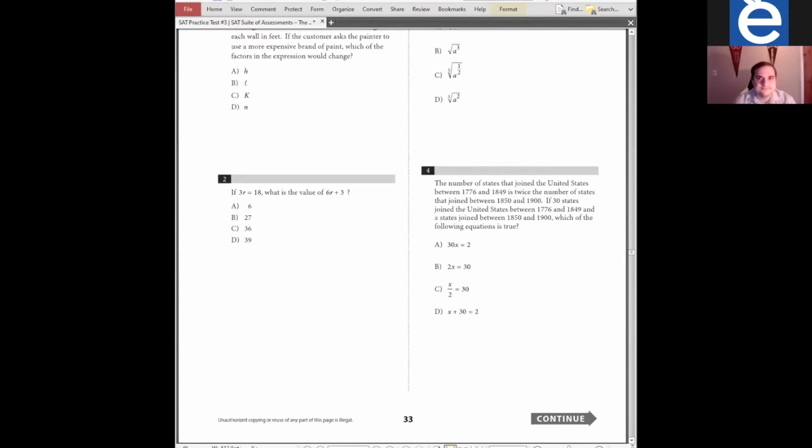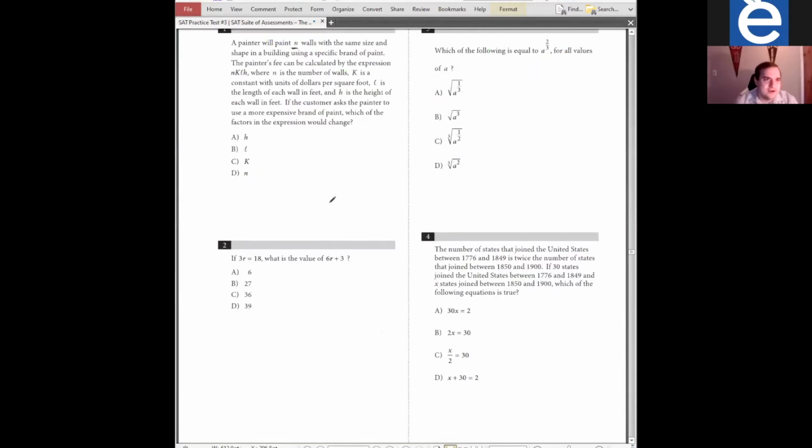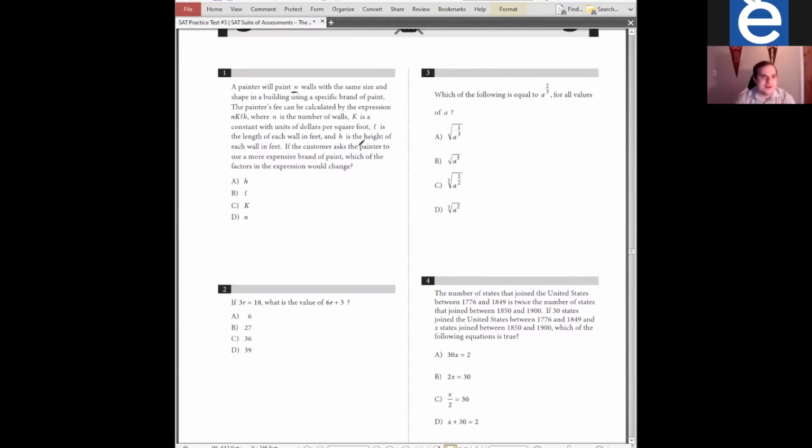All right, so a painter will paint N walls with the same size and shape in a building using a specific brand of paint. The painter's fee can be calculated by the expression NKLH, where N is the number of walls. If the student asked the painter to use a more expensive brand of paint, which one would change? Okay, this is a really weird question. Not very hard, but basically it's asking which one of these would change.